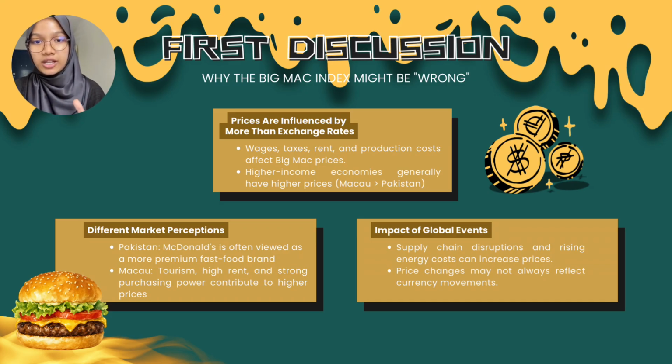Finally, we can also say that global events can affect the Big Mac index. From the latest one, there has been disruption in the Strait of Hormuz, which has increased shipping and energy costs, which may also have raised food production and transportation costs. As a result, higher Big Mac prices may reflect supply chain pressure rather than changes in the exchange rate.